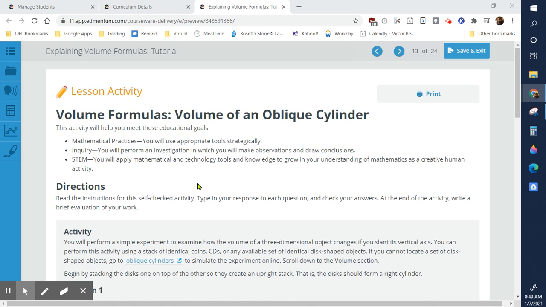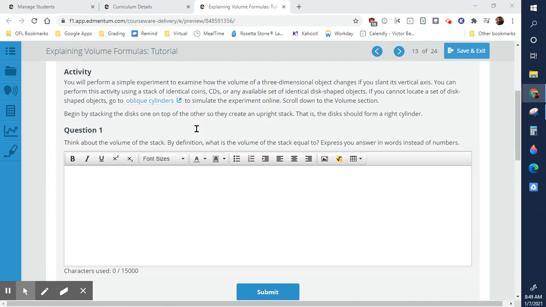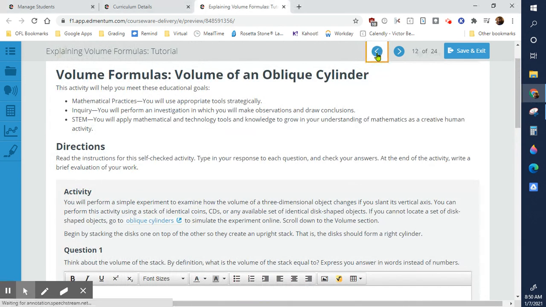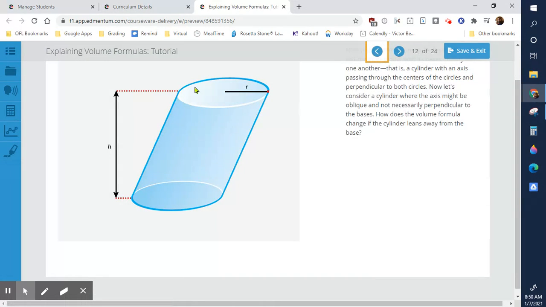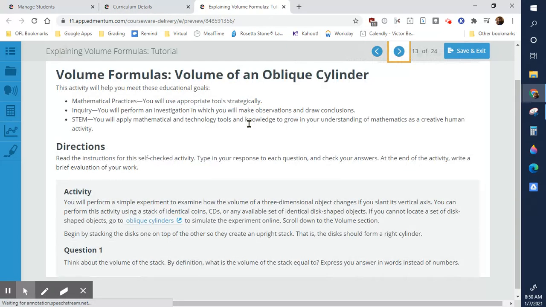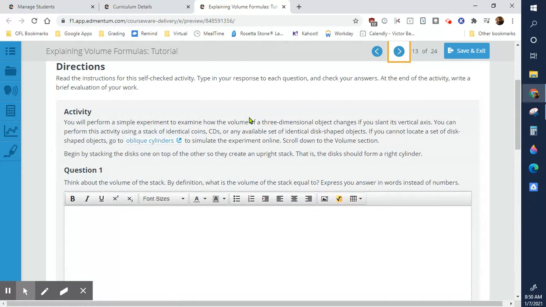All right, so now we're going to get into Cavalier's principle. And this is the principle that I talked about in the last slide, meaning that whenever you're calculating the volume of a cylinder, you're not talking about the slant height. You're actually talking about the height at a 90-degree angle to the base. So let's get into that. And this activity is actually really good at explaining why Cavalier's principle works.